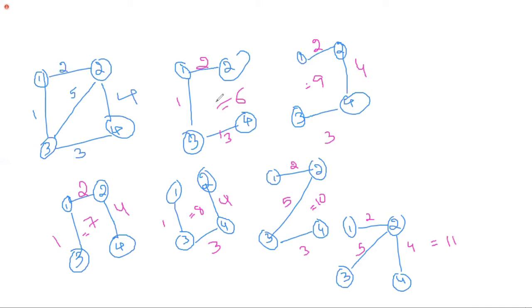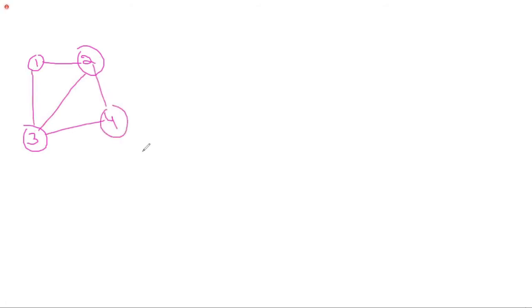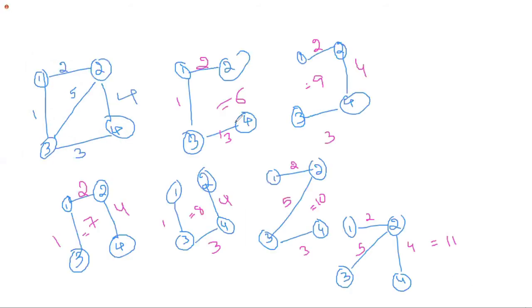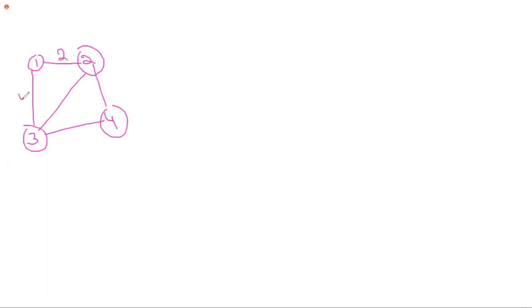We are already familiar with Prim's algorithm, right? So what we will get using Prim's, we'll see now. Same graph I'm drawing here: 1, 2, 3, 4. This is the graph we have taken. The values are 2, 1, 5, 4, 3.